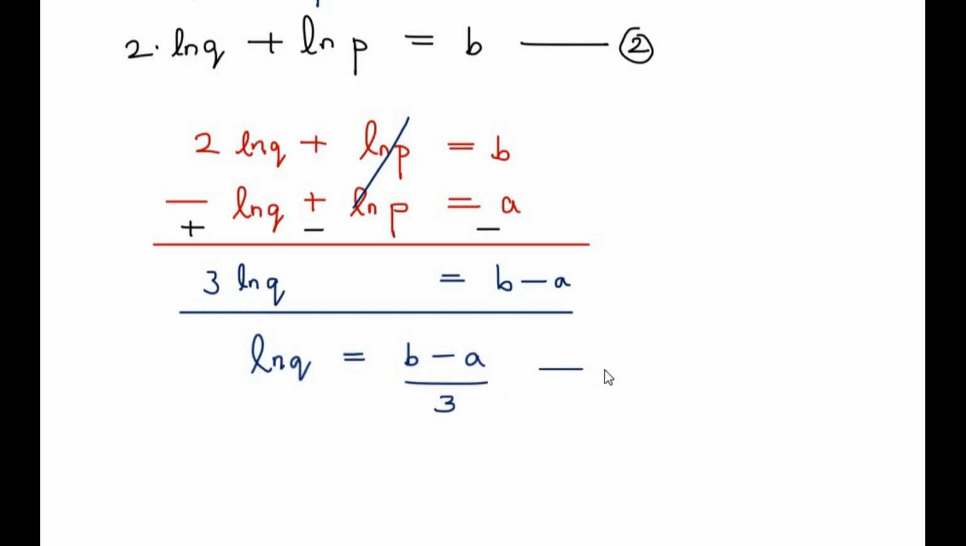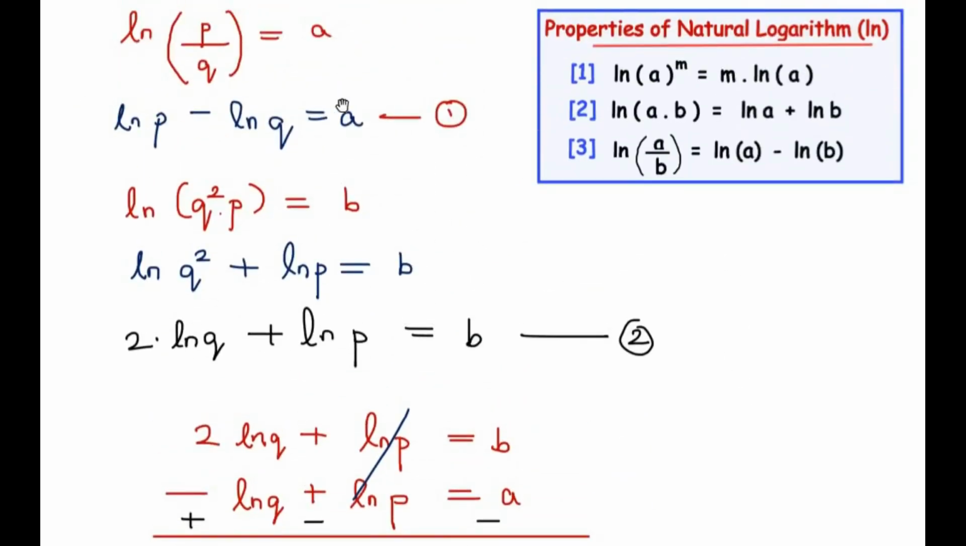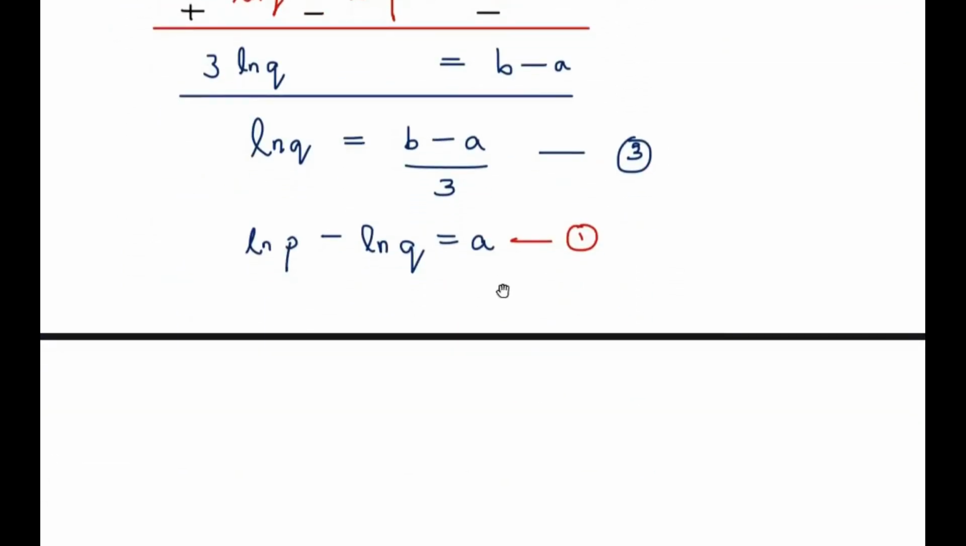So let us consider this as our equation 3. Now once we have got the value of ln q in terms of a and b, let us get ln p in terms of a and b. So here let us make use of equation 1 again. Let me rewrite this equation 1. So here we have rewritten the equation 1 and let us rearrange it. So here let us take minus ln q on the right hand side.